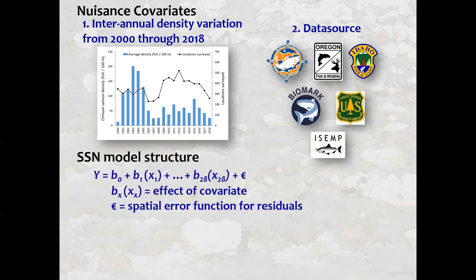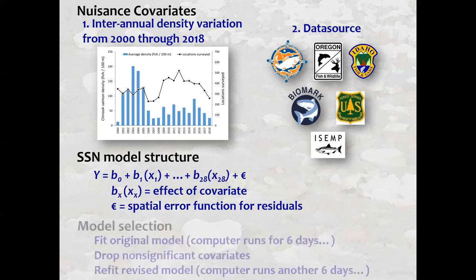The model structure is just a linear model like the SSN models always are. The only thing that they do that's different from a traditional, say, multiple linear regression is that they have a spatial error function to recognize and deal with spatial correlation in the residual errors.